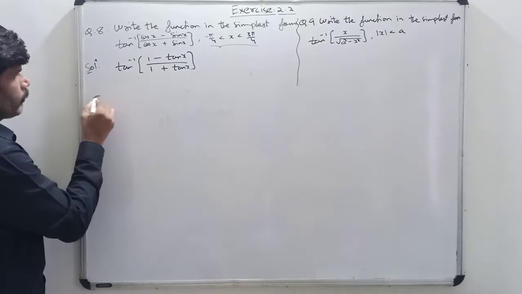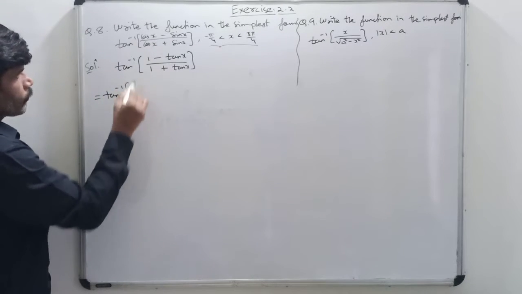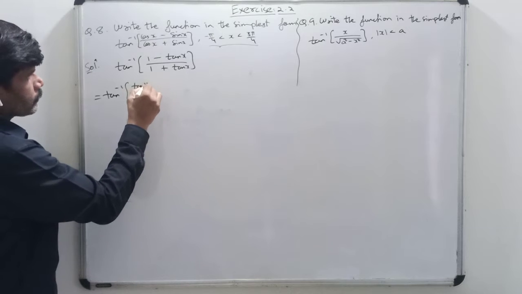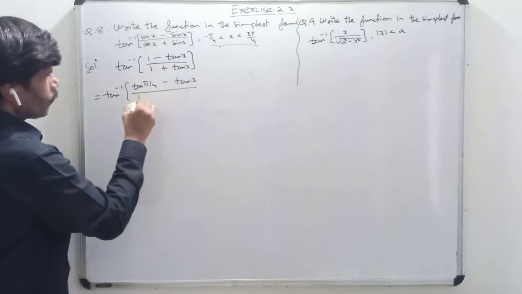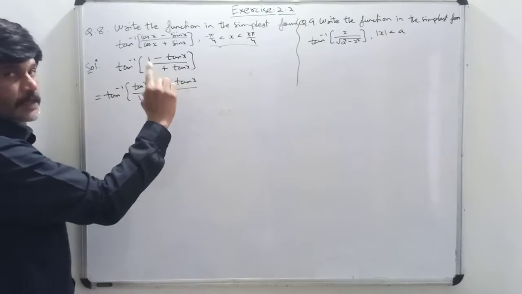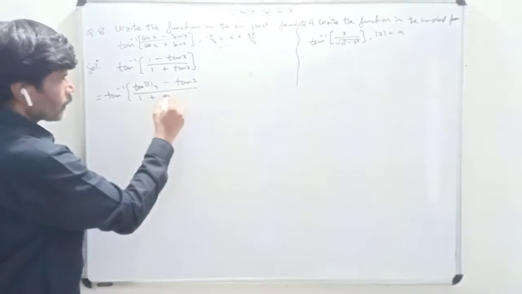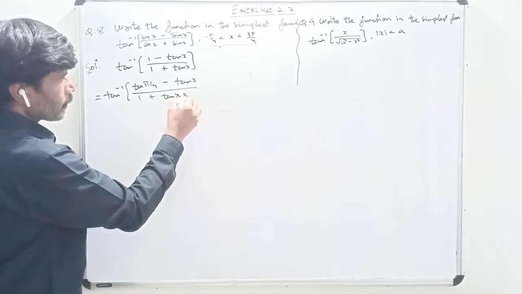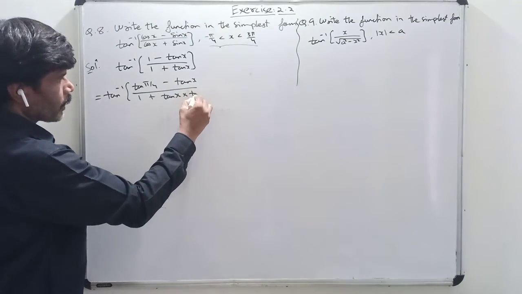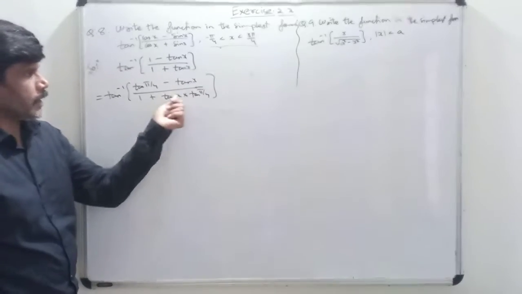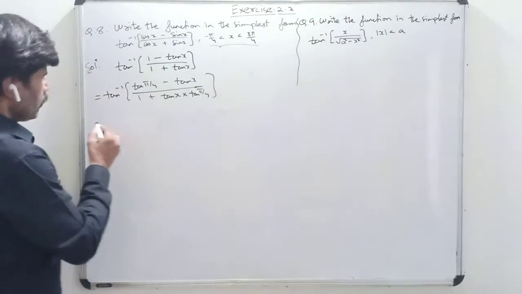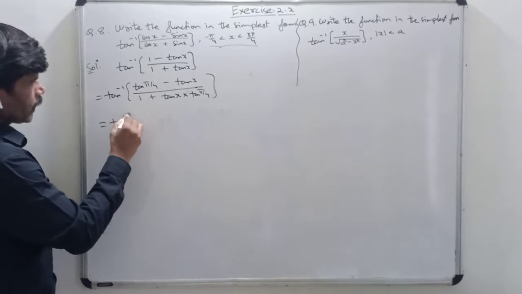Okay, so this will become tan inverse of this one. I am writing (tan pi by 4 minus tan x) upon (1 plus tan x), meaning tan x multiplied by 1. In place of that 1 I am writing tan pi by 4. Why? Because tan pi by 4 is 1. Tan x multiplied by 1 will be tan x. Okay. So this is equal to tan inverse of.